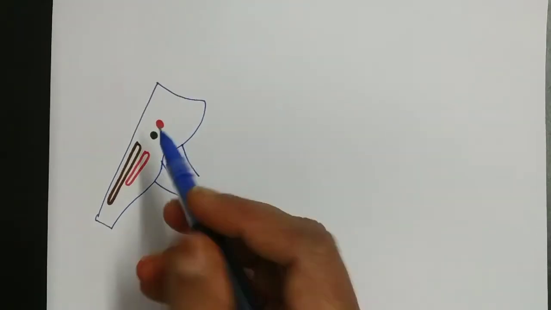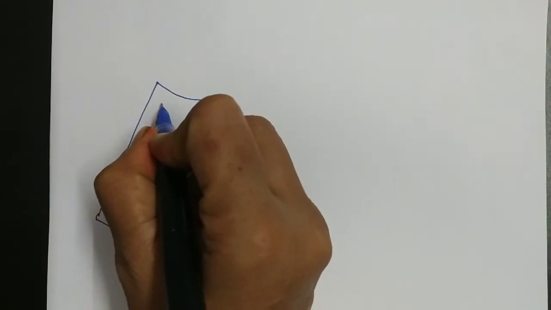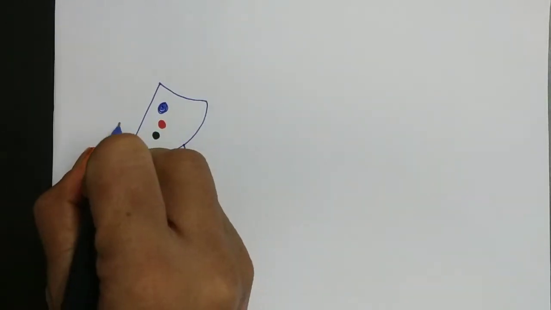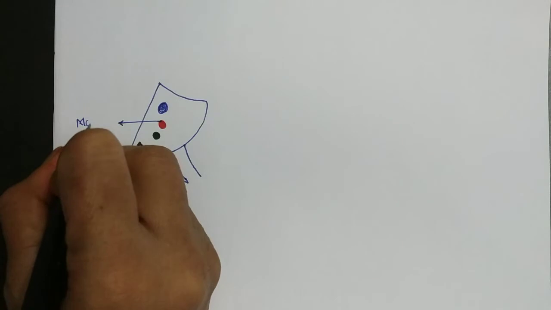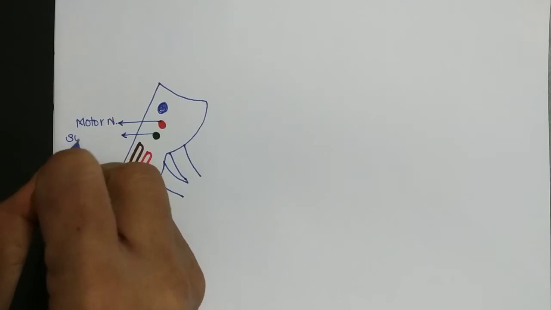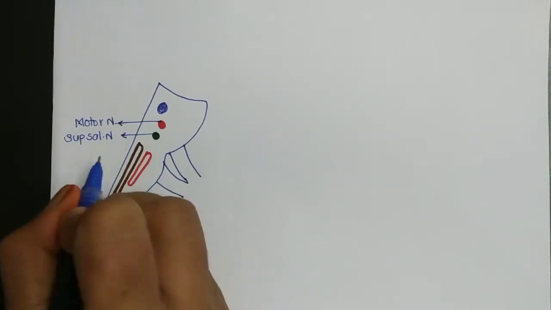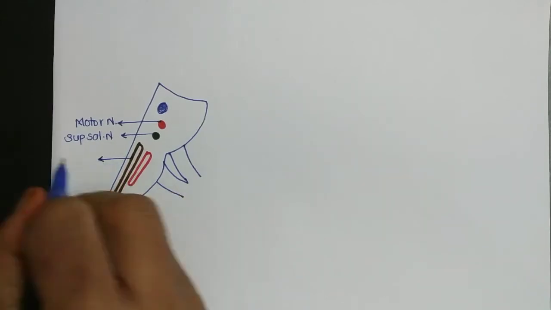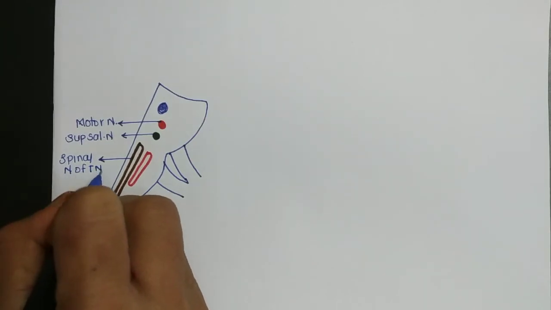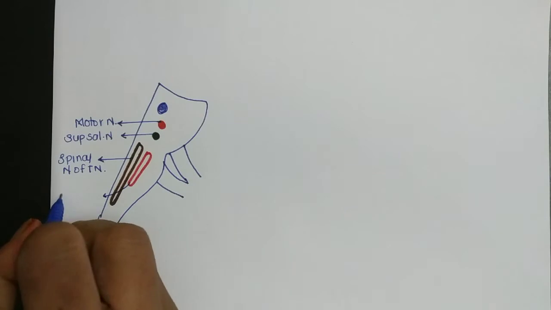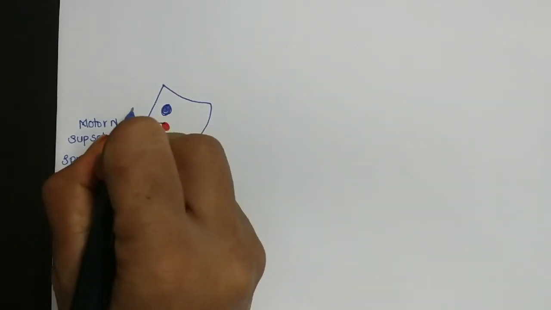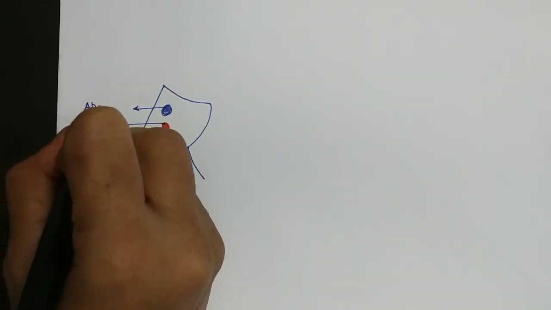So to see the course of the motor root, here we will draw the abducent nucleus. So now this is the motor nucleus of the facial nerve. This is the superior salivatory nucleus. This is the spinal nucleus of the trigeminal nerve, and this is the nucleus of tractus solitarius, and this is the abducent nucleus.